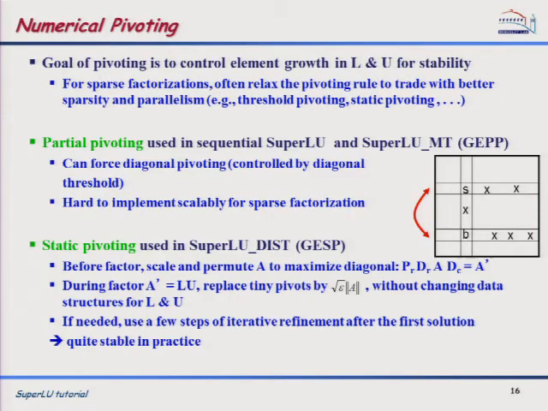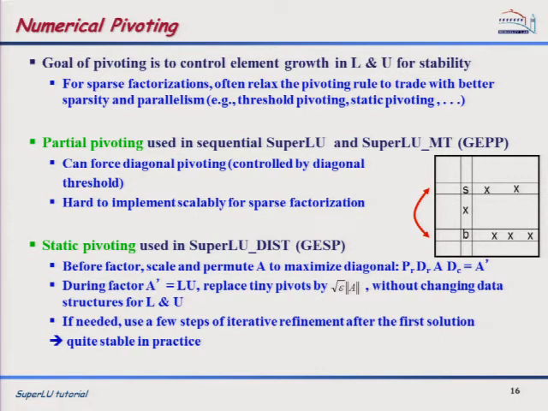So numerical pivoting. What is the goal here? It is to prevent element growth during the computation of L and U. What do I mean by element growth? We don't want to have a division in which the denominator is a very small number. Otherwise, if you take something and divide it by a small number, what happens? The result would be very big, and this may have implications later on during the factorization. We don't want that to happen.